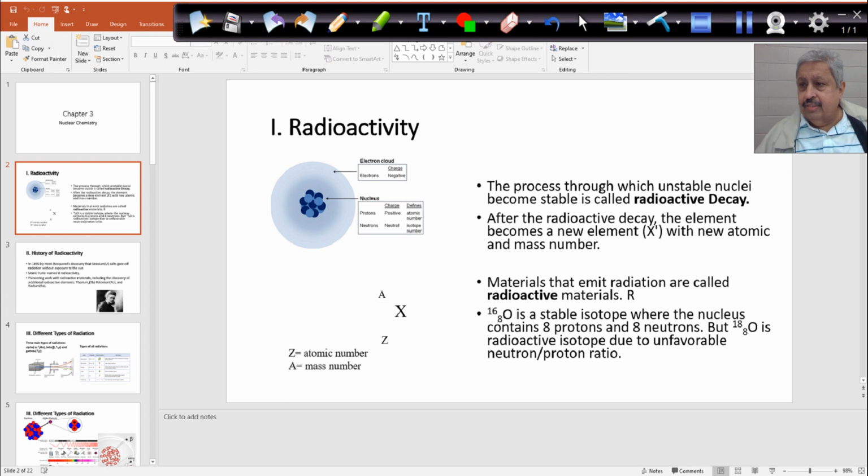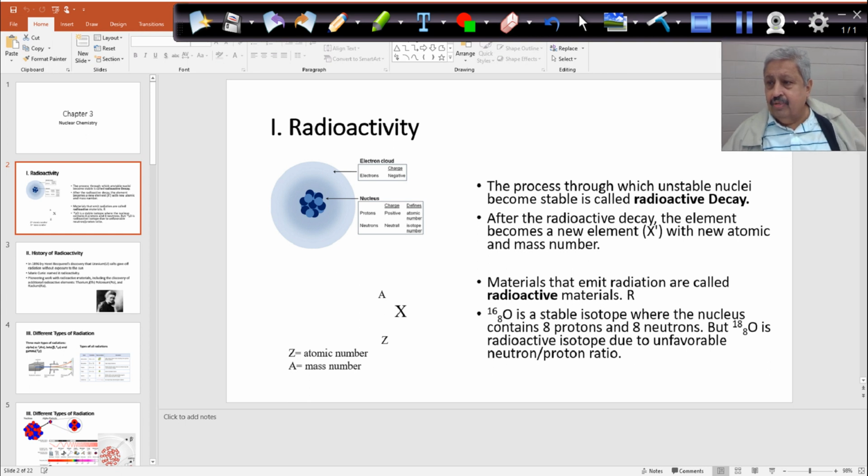Okay, guys, chapter 3 is about nuclear chemistry. You can read the PowerPoints, you can read the chapter from the eBook.